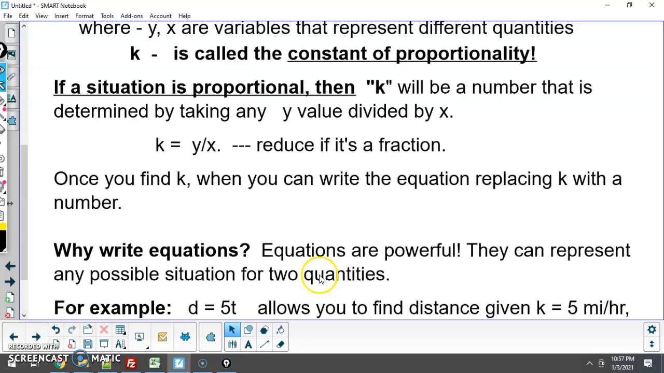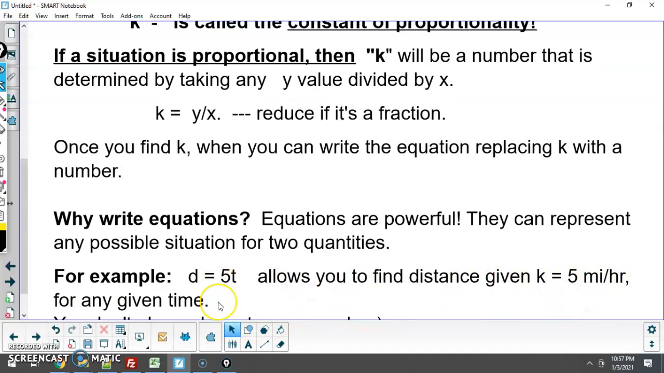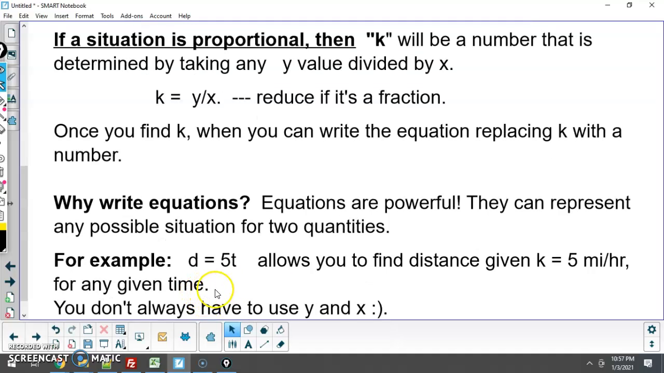So why do we want to write equations? Well, equations are a very powerful thing. You can represent any possible situation for two quantities with an equation. For example, here's a proportional equation: d equals 5t. Here d is for distance. This allows you to find distance given k, which is 5 miles an hour. That's your speed. So the k value is the speed in this equation for any given time. Say if I were to go for 2 hours, then my distance would be 10 miles because 5 times 2 is 10. So 5t here means 5 times t.